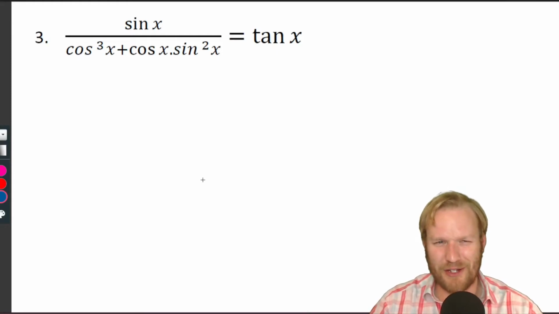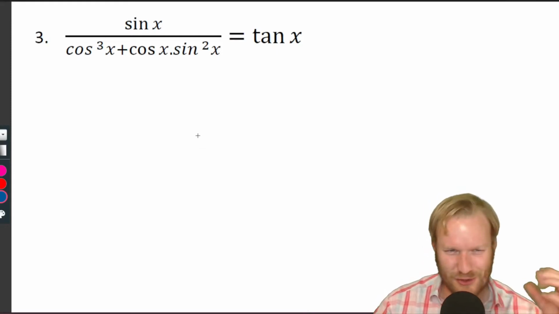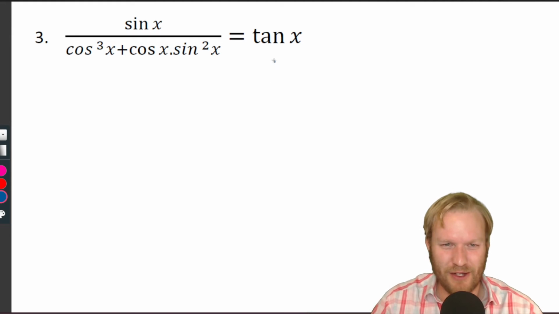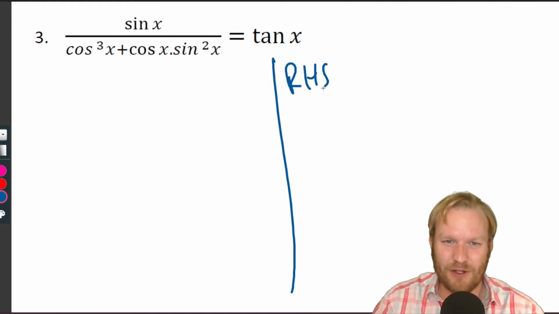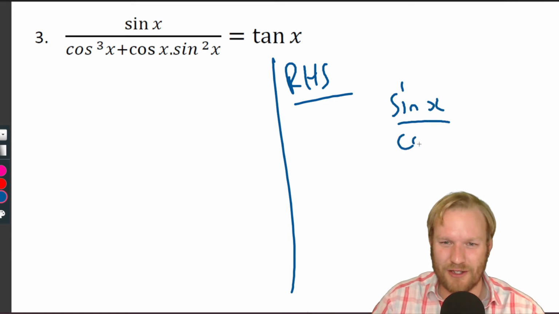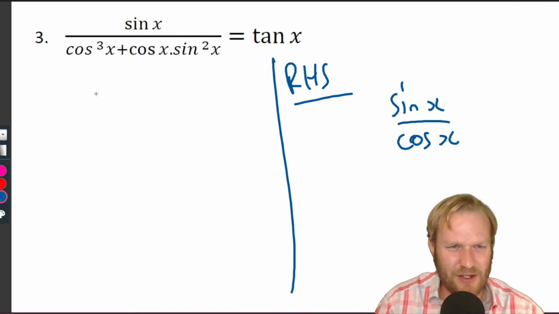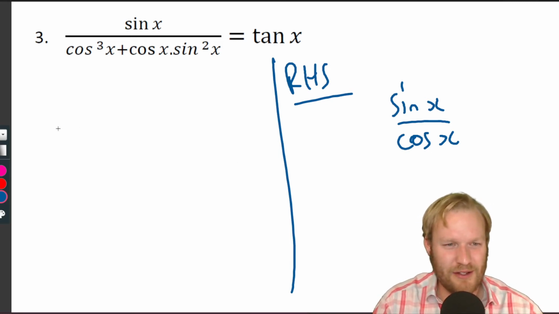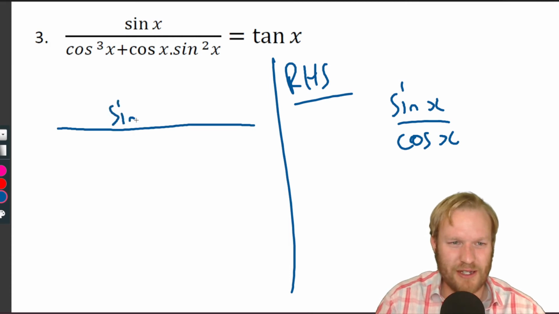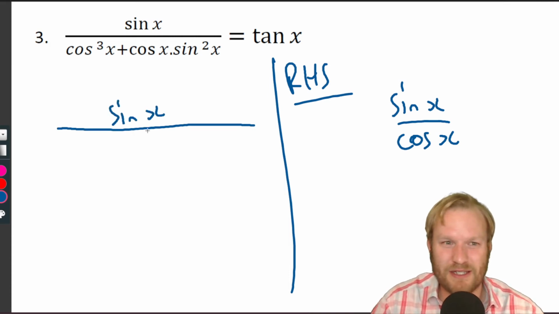And then our next one here, oh, that left-hand side looks like it just wants to have some simplifying done. And the right-hand side, well, we know that tan x is sine x over cos x. So we're kind of expecting the left-hand side to turn into sine x over cos x. Well, sine x over, well, denominator. If we wanted to simplify this, we'd need to factorize, hoping that something would cancel.